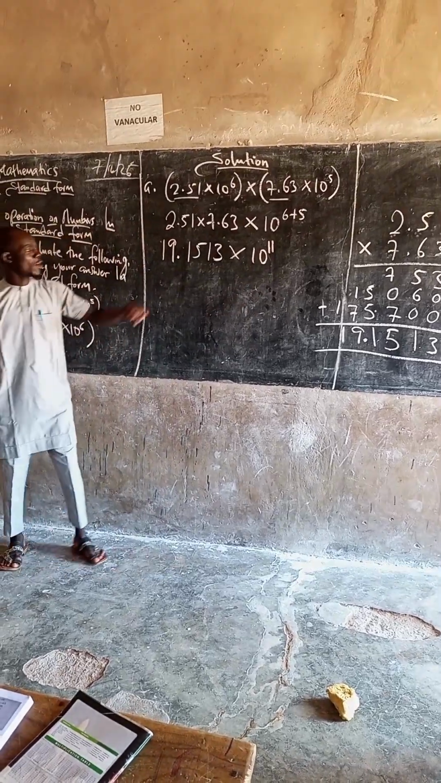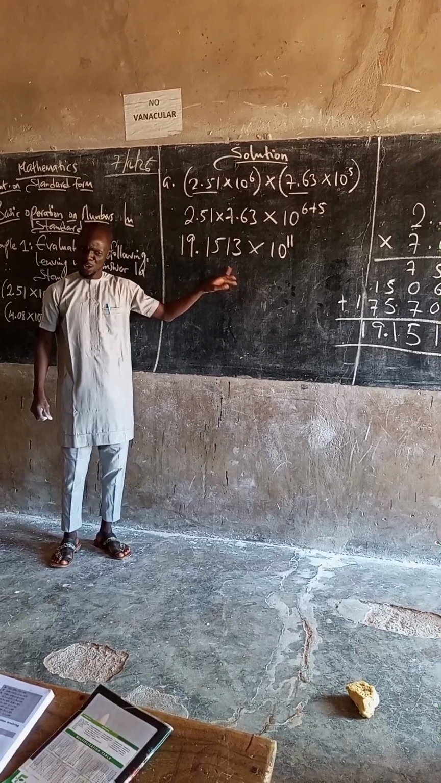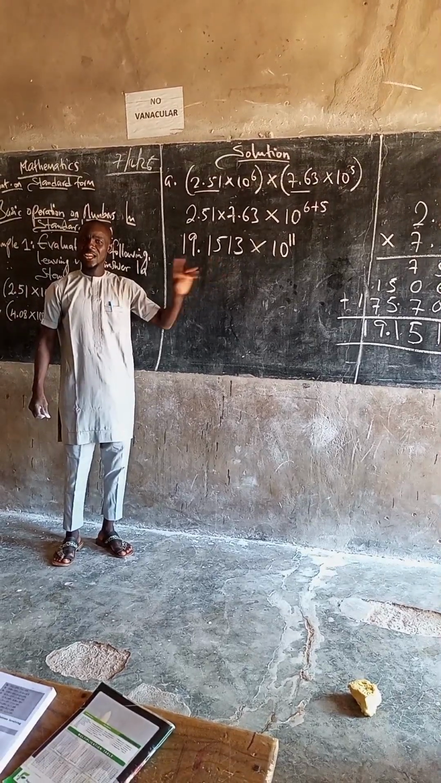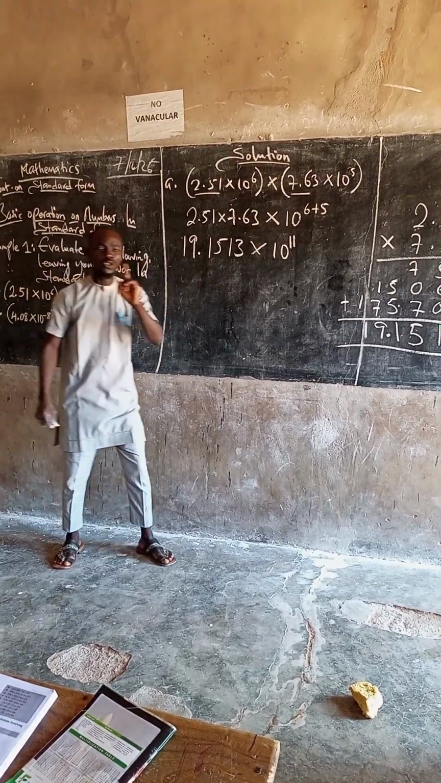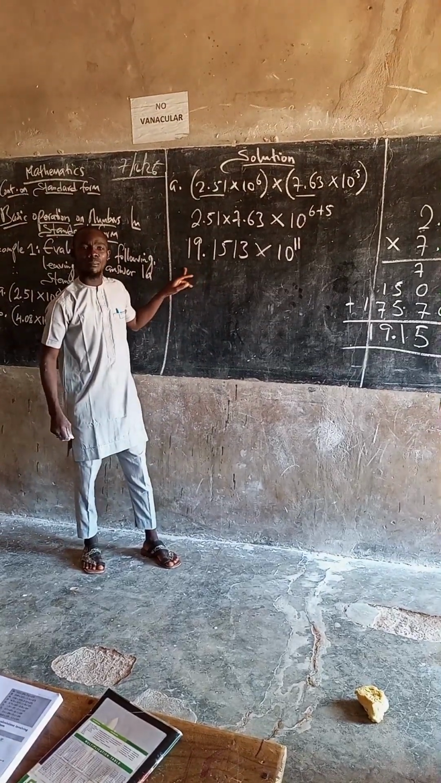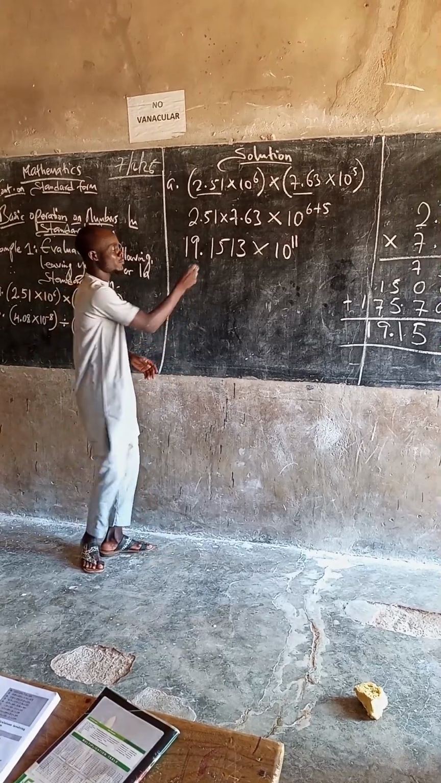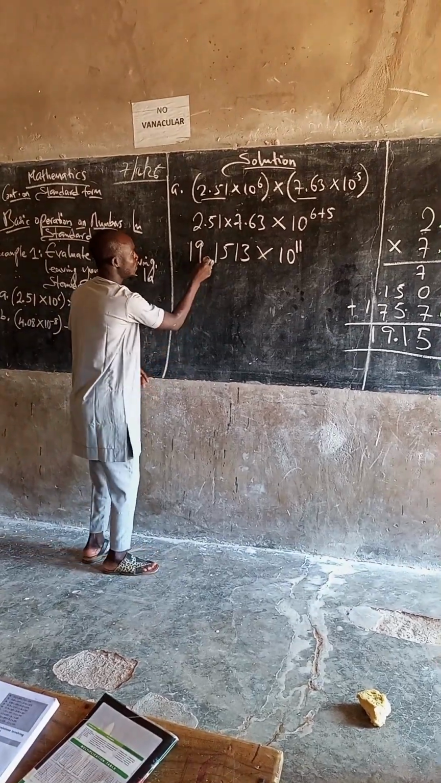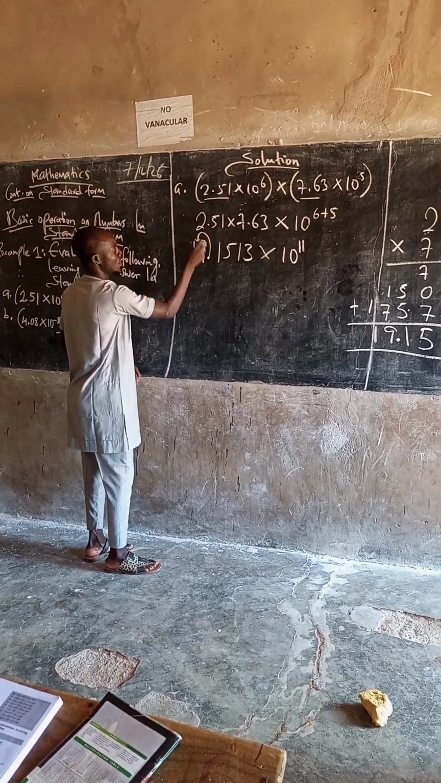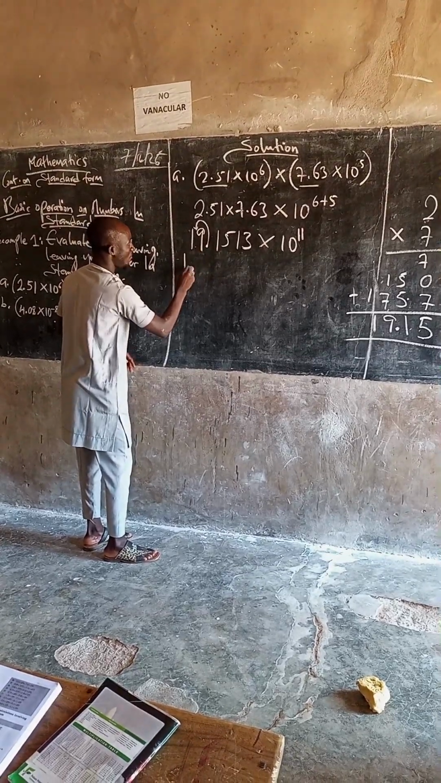Now the question is, are we going to stop here? Yes or no? Remember, according to the rule of standard form, you must get only one number before the decimal point. So which means we have to round. So you move the decimal point from here to here.